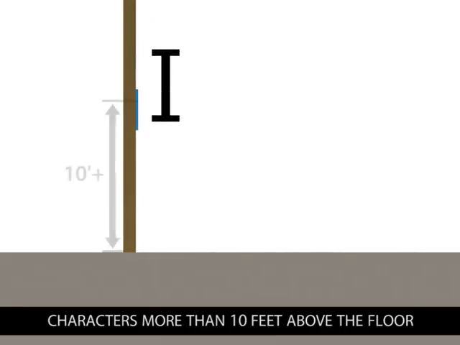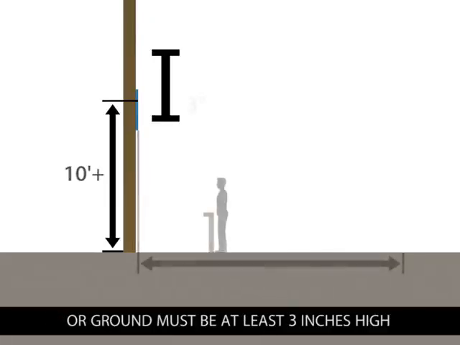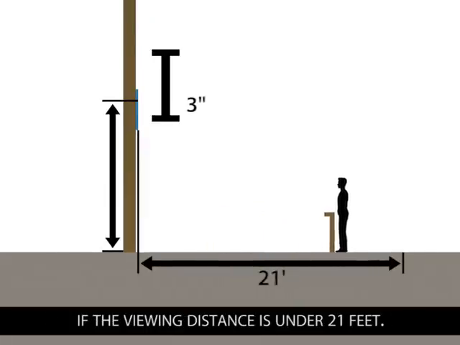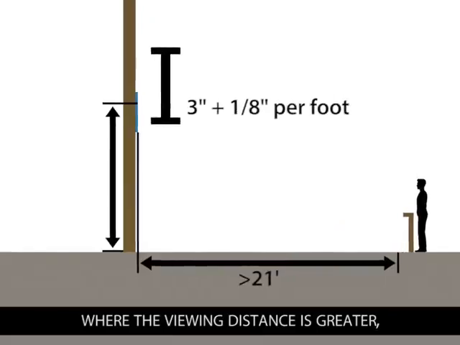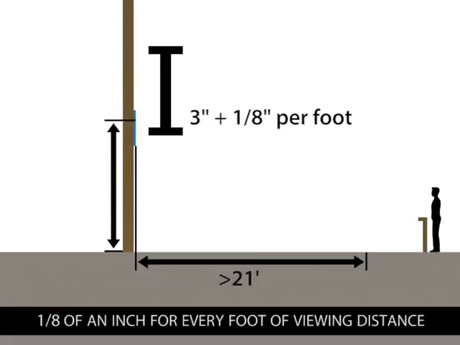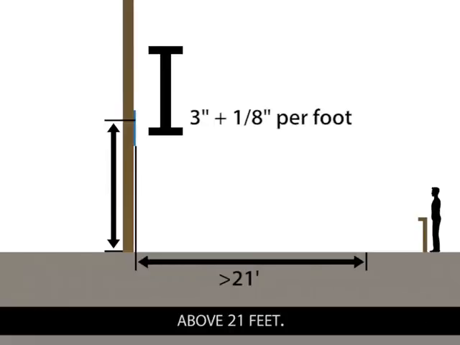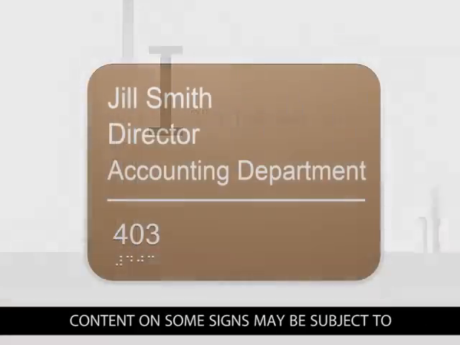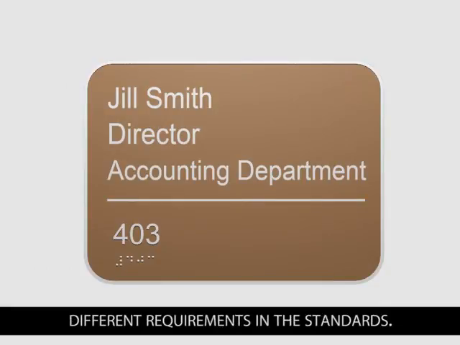Characters more than 10 feet above the floor or ground must be at least 3 inches high if the viewing distance is under 21 feet. Where the viewing distance is greater, the minimum character height is increased 1/8 of an inch for every foot of viewing distance above 21 feet. Content on some signs may be subject to different requirements in the standards.